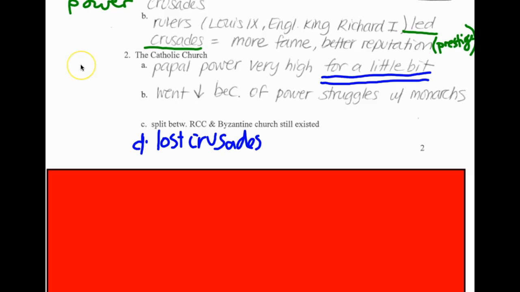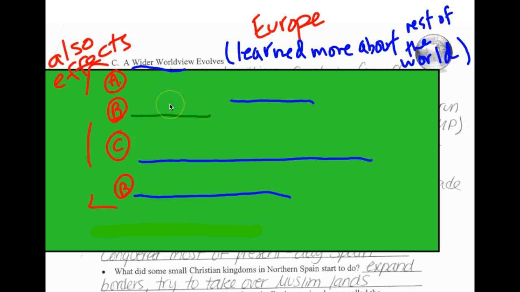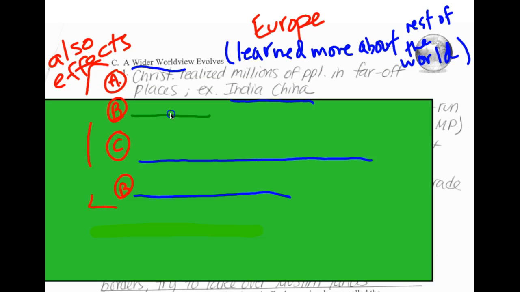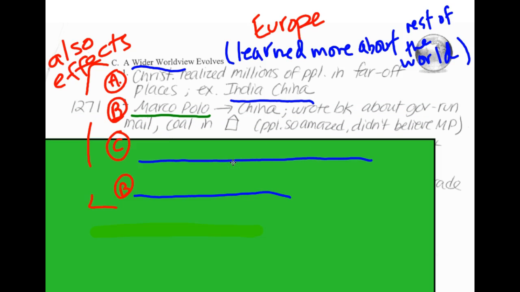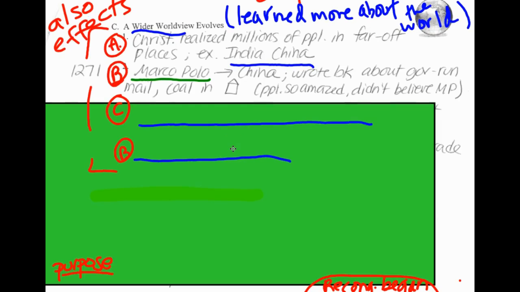When you're good with page 2, you want to move on to page 3. So this page also has effects. A wider world view just refers to Europe learning more about the rest of the world. New places Christians found out about, listed there. Marco Polo went to China and saw crazy things. At least the Europeans were amazed and thought he was making some of this up.